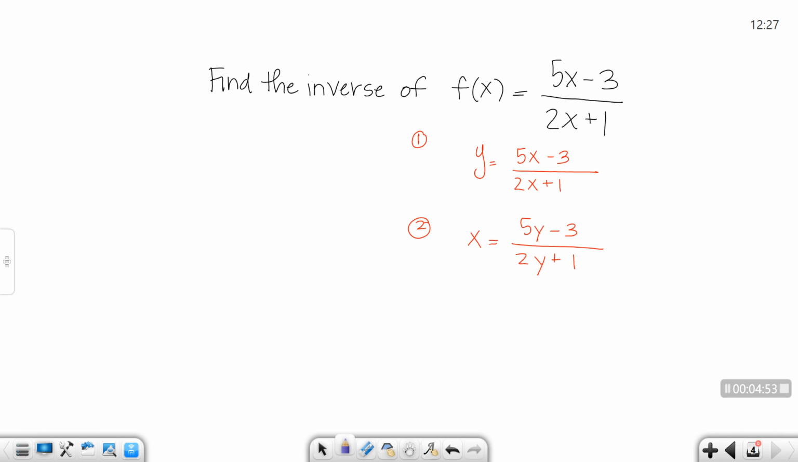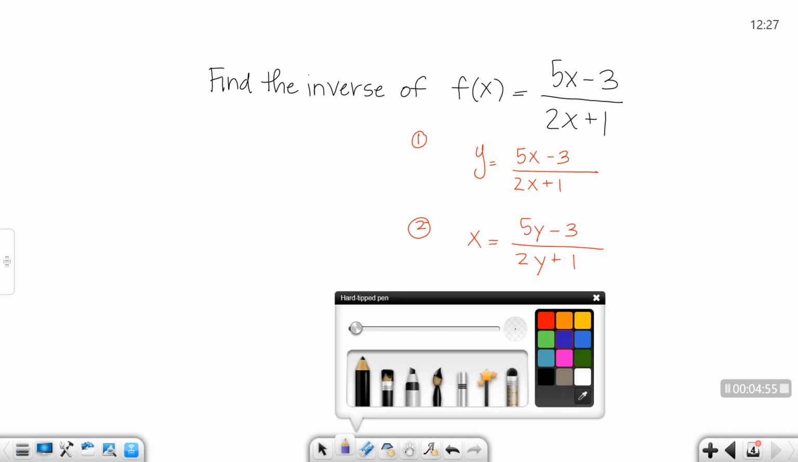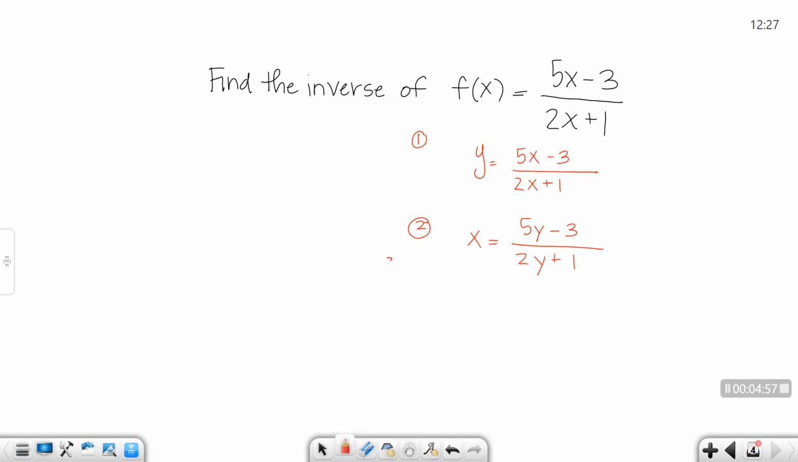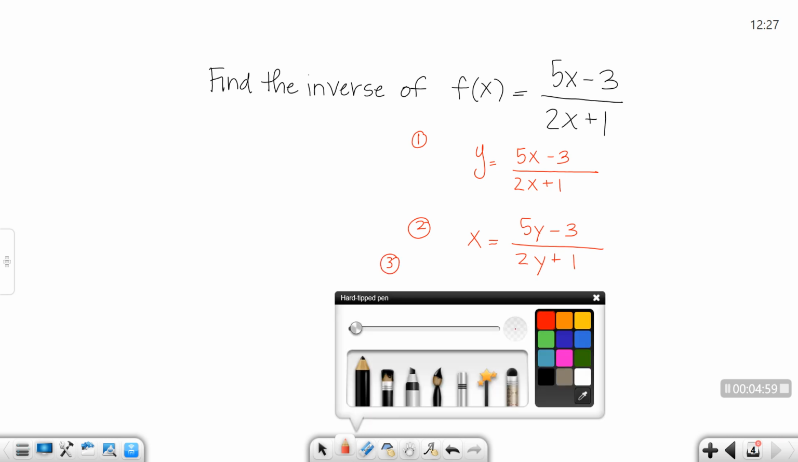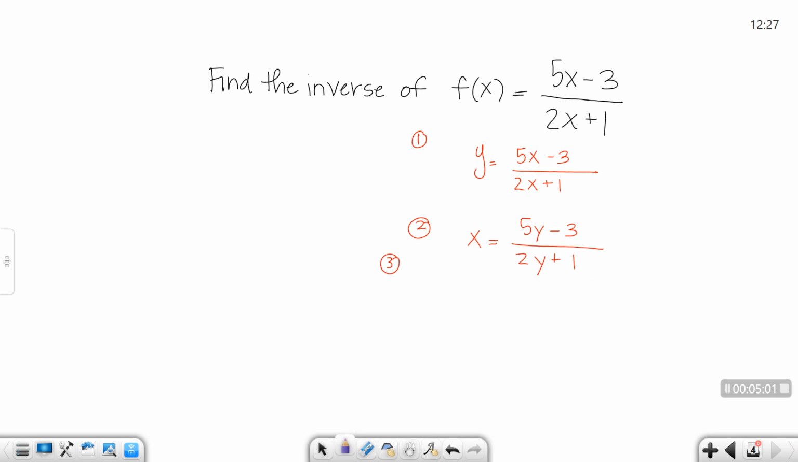Now, here it gets a little more complicated. At this point, we're trying to solve for y, so that's going to be step 3. But solving for y is complicated here because we have a lot of y's and we have a fraction. So here's some little sub hints. The first thing I want to do is get rid of the fraction.